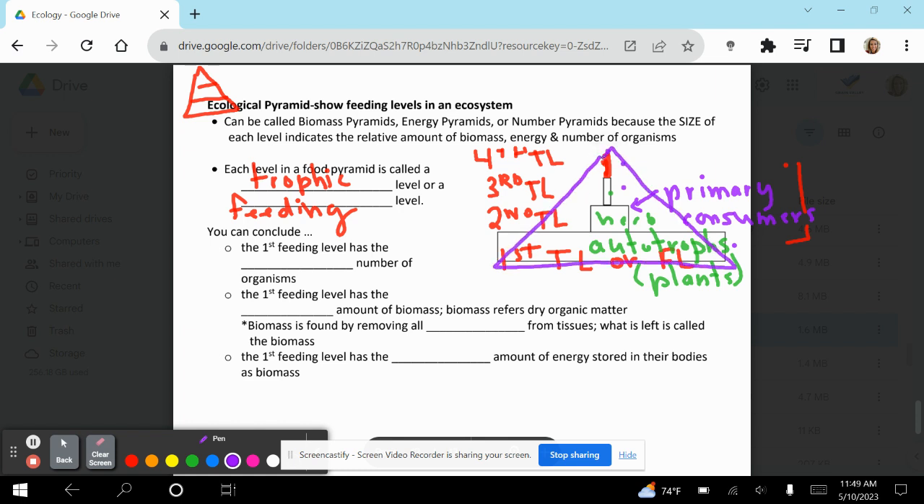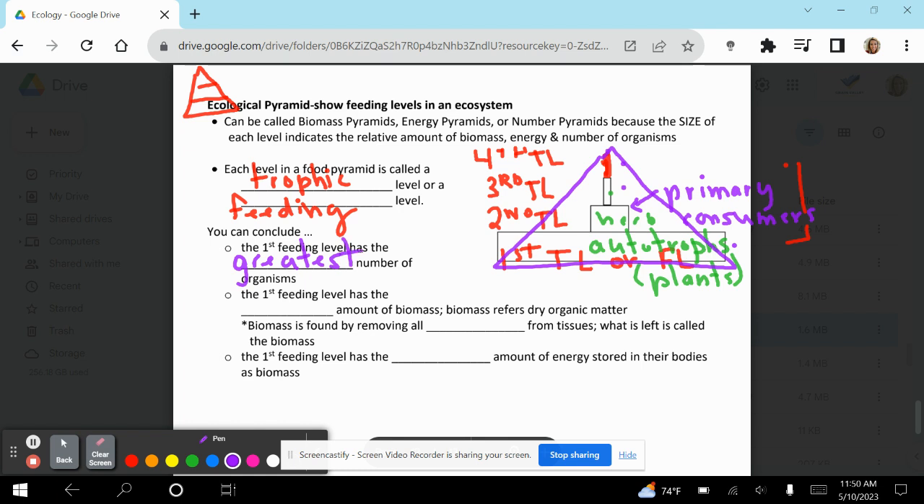Now, there is a reason why this has the shape of a pyramid. It's because the base is the biggest. And what they're trying to represent is three different ideas. More than anything, in an area, you are going to have more plants than you have herbivores, and more herbivores than you have carnivores. So this shape helps remind us that in the first feeding level, we're going to have the greatest number of organisms there, and those are going to be the plants in an ecosystem.